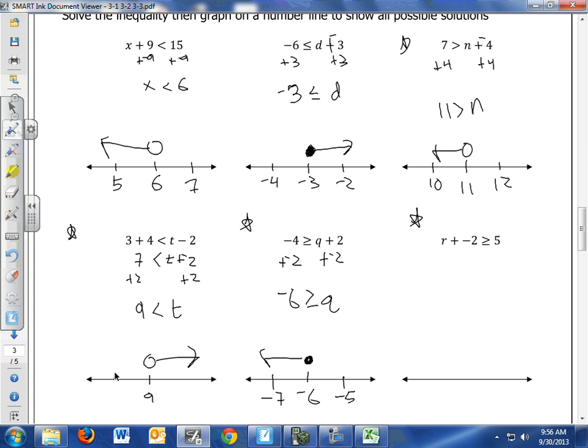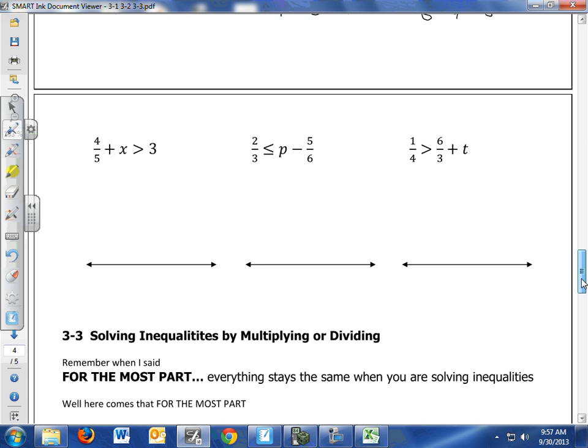Okay, 9 being between 8 and 10. Finally, to get rid of negative 2 that's bothering R, I add 2. R is greater than or equal to 7. My solutions will include 7. 7 will work. 7 plus negative 2 is 5. 5 is greater than or equal to 5. But then every single number bigger than 7 also works. Where 8 is, not where 6 is. Cool? All right.